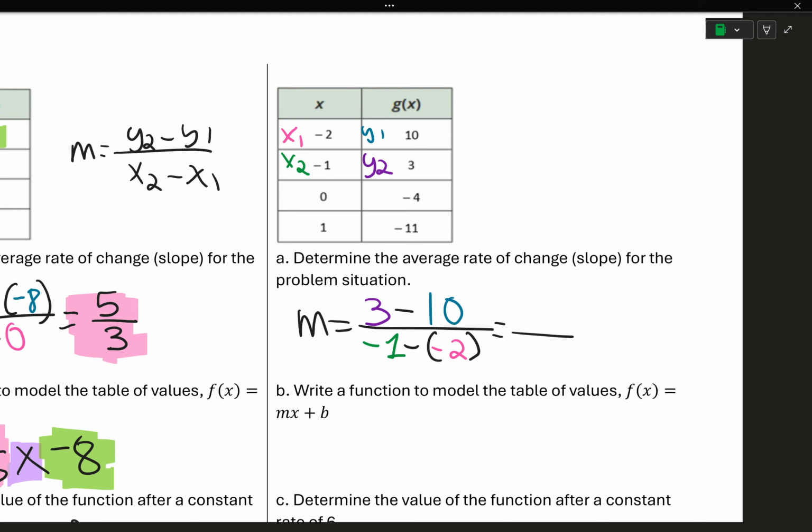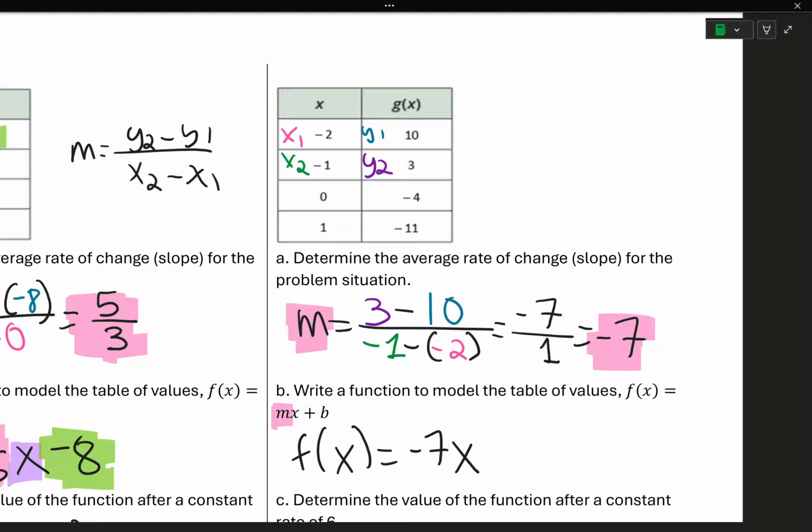Okay, 3 minus 10 is -7. -1 minus -2 is 1. -7 over 1, does that reduce into anything? Kind of. You can rewrite it as just -7 if you'd like. All right, we got part of our model ready, our function. -7x, because we know our slope. Now I need to find the y-intercept. The y-intercept happens when x is 0. Look at your table. Can you see where x is 0?